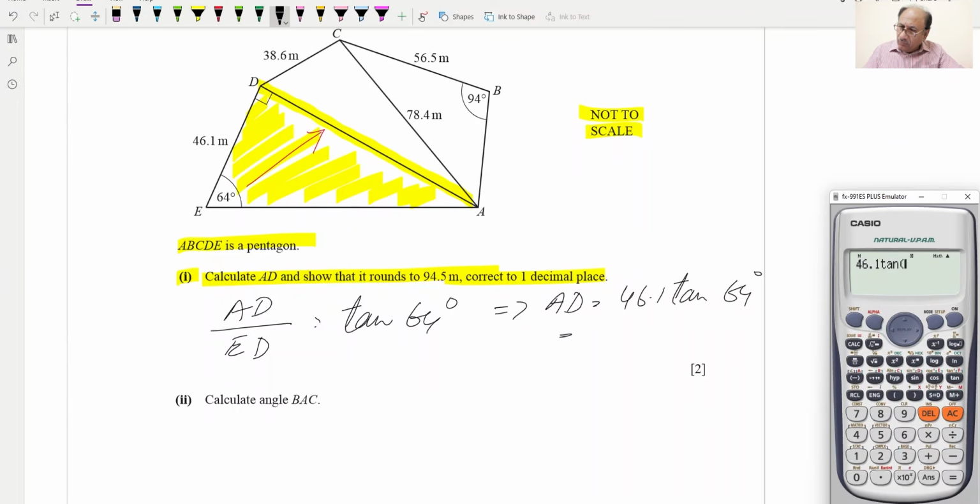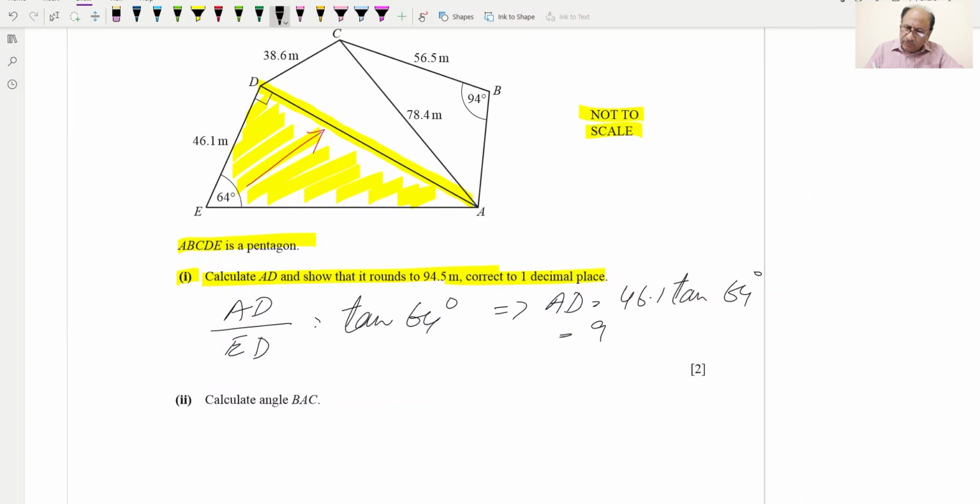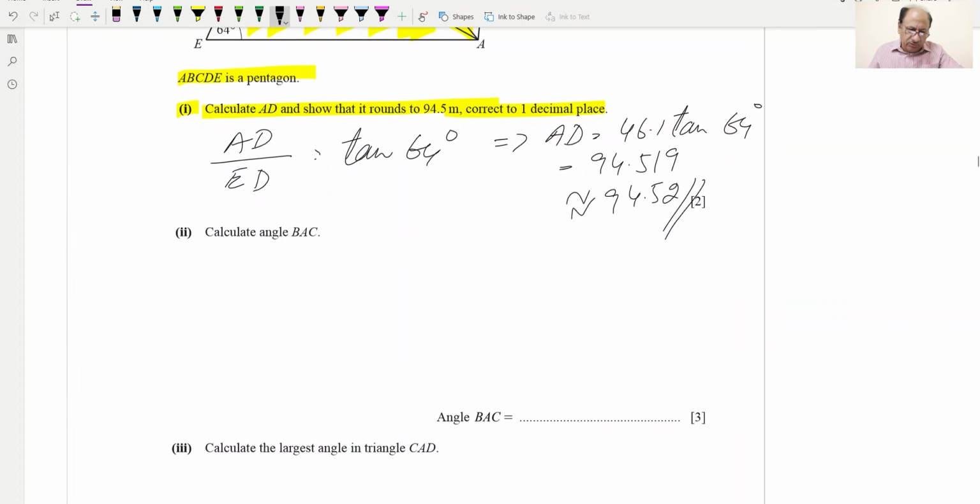We can calculate this: 46.1 tan of 64 degrees. Your calculator should be in degree mode, and it is 94.519, which can be rounded to 94.52. This will be up to 2 dp. This is done. Now they are saying calculate the angle BAC.